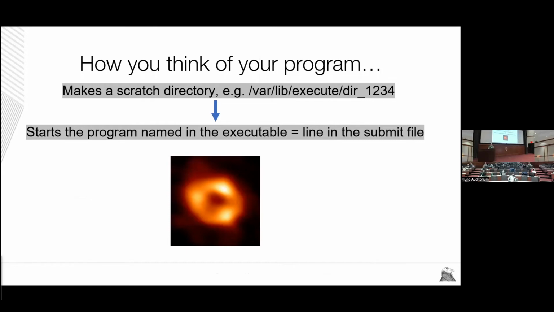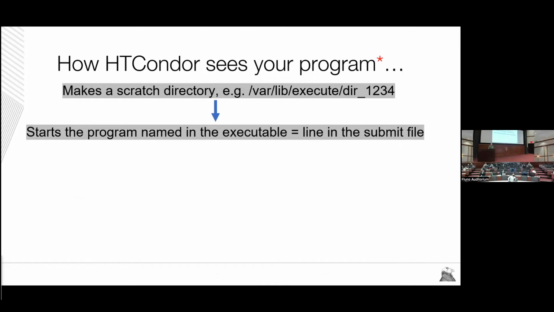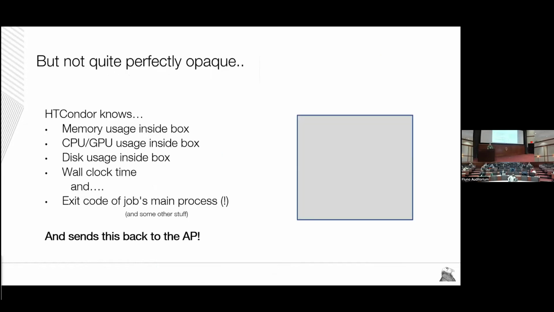Condor really doesn't know that much about your program and what's going on. When Condor runs your program, it kind of just sees it as an opaque box. It doesn't know what's going on. It doesn't really know what it should be doing. Now, there's a few things it knows. It knows the memory usage and the CPU and GPU usage. And most importantly, for the context of reliability, it knows the exit code of the main process in the job, and it sends this back to the AP. And this exit code is really critical in a lot of cases to detecting errors.